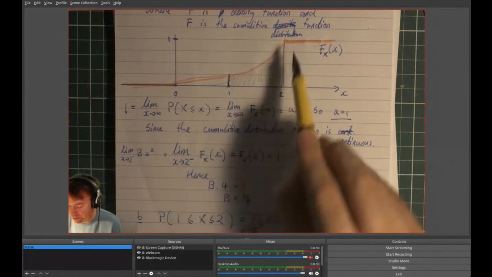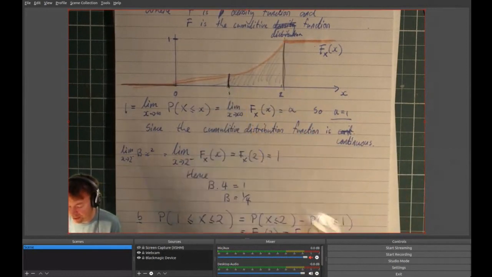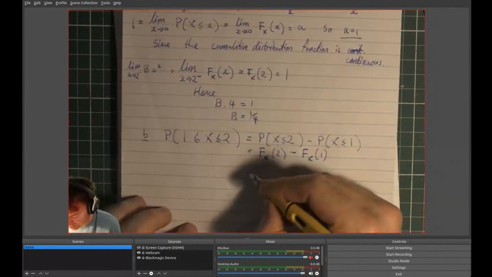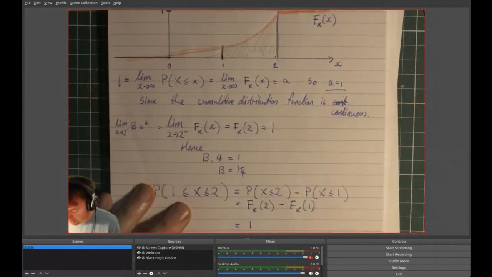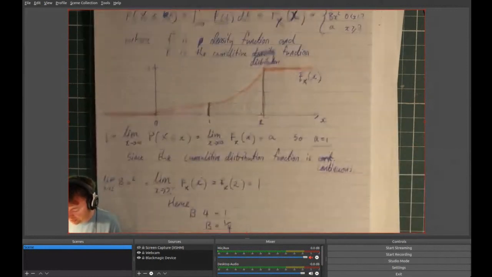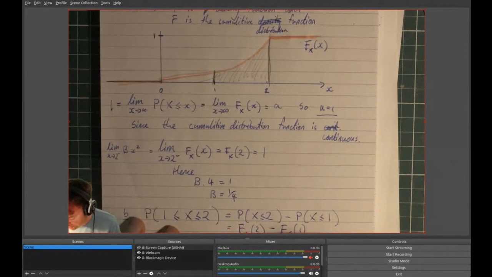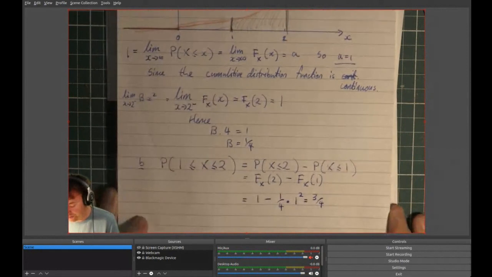But just this value minus this value, which we can just plug into our little formula for what capital F is. It's going to be equal to alpha, which we just discovered was 1, and capital F applied to 1, that's going to be 1/4 times 1 squared, which is 3/4.